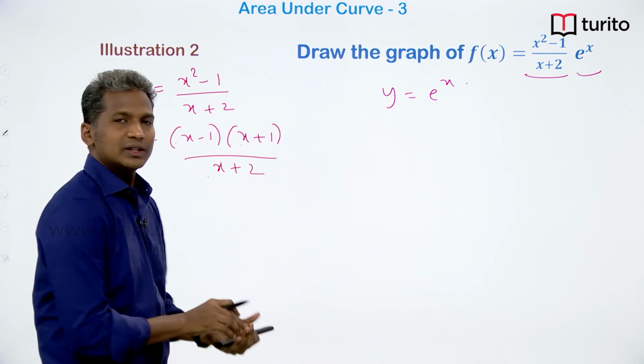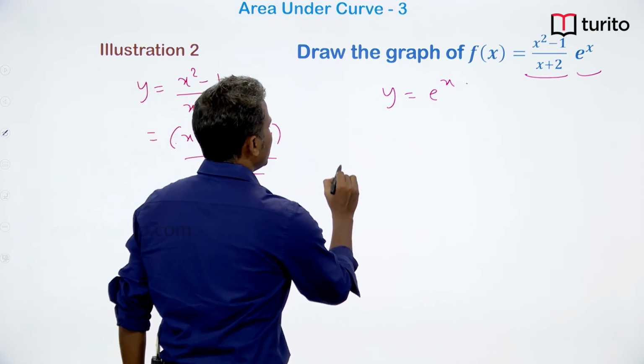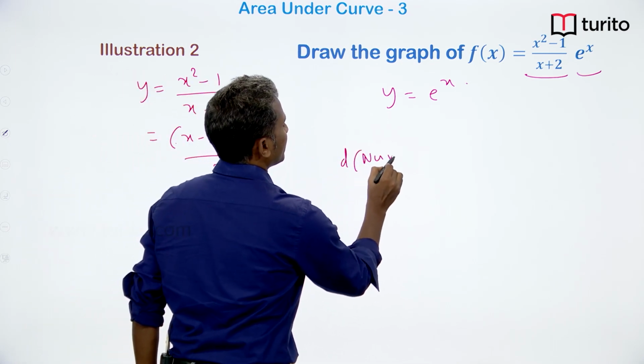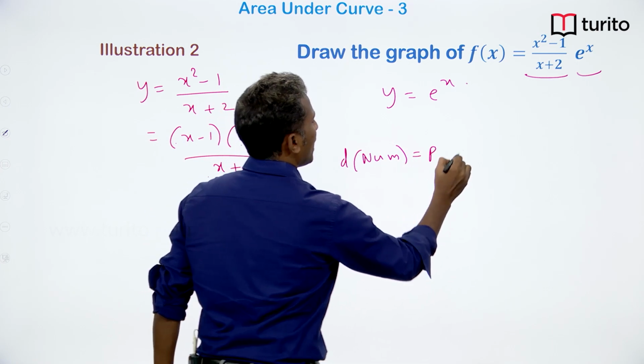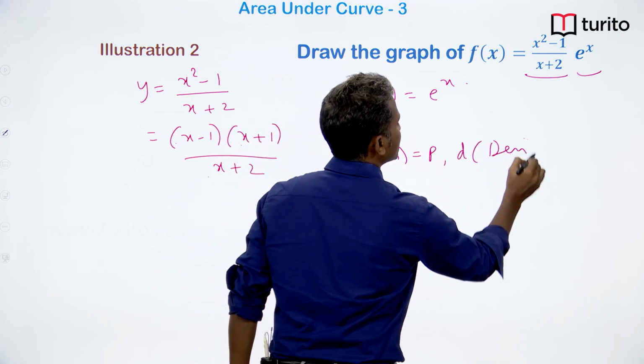So, look at this, there is one thumb rule. If the degree of the numerator is, let us say, p and the degree of the denominator is, let's say, q.